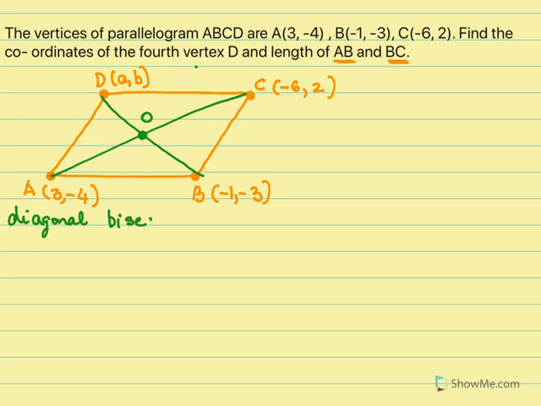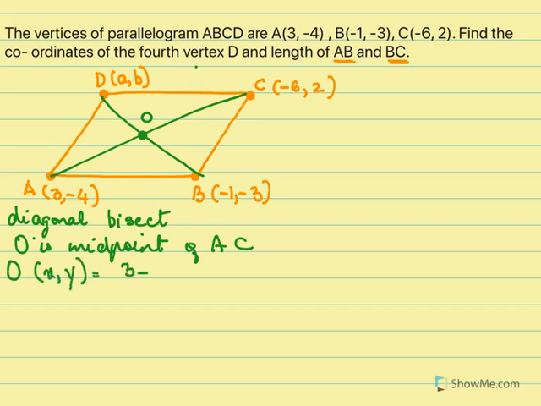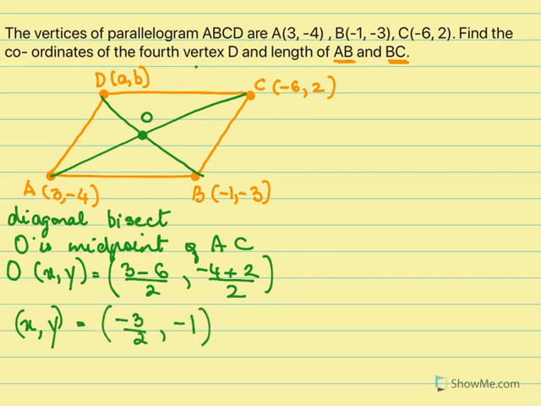So which means O is the midpoint of AC. So say O, which we write as (x, y), will be equal to (3 minus 6 over 2, minus 4 plus 2 over 2). So (x, y), this we are using the midpoint or section formula, is (minus 3 by 2, minus 1). These are the coordinates of O.